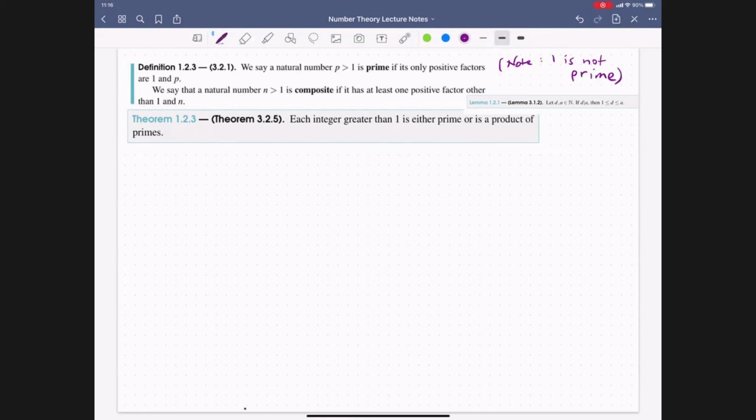And then we're going to define composite numbers to be natural numbers greater than 1 that have at least one positive factor other than 1 and n. And so if it's not prime and is greater than 1, then it has to be composite. And so that's how we are defining prime and composite. The next theorem is one that is covered in structures. Specifically, every integer greater than 1 is either prime or a product of primes.